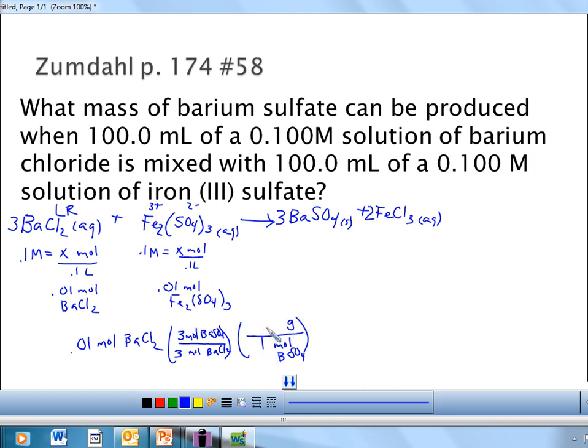In order to find the molar mass of BaSO4, I'm going to have to add the mass of 1 barium, 1 sulfur, 4 oxygens. When you do that, you would end up getting 233.4 grams of BaSO4. So now to calculate, it would be 0.01. You can multiply it by 3 if you want to, but if you look and see that the ratio is a 1-to-1, you can ignore that. 0.01 times 233.4, and I will end up getting 2.33 grams of BaSO4 are produced when these two substances react.